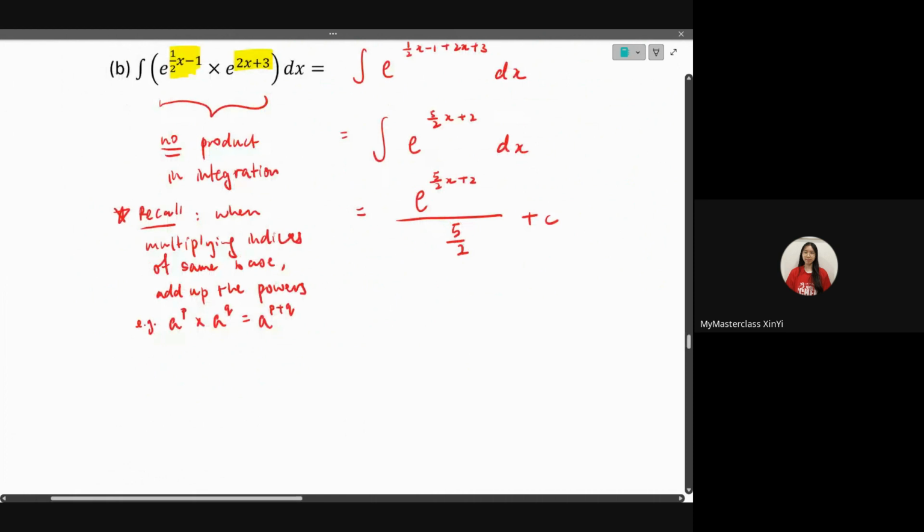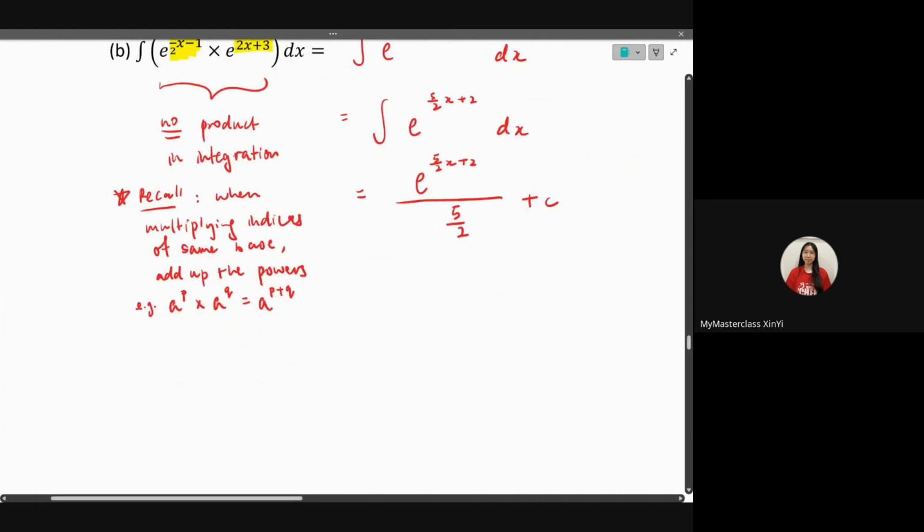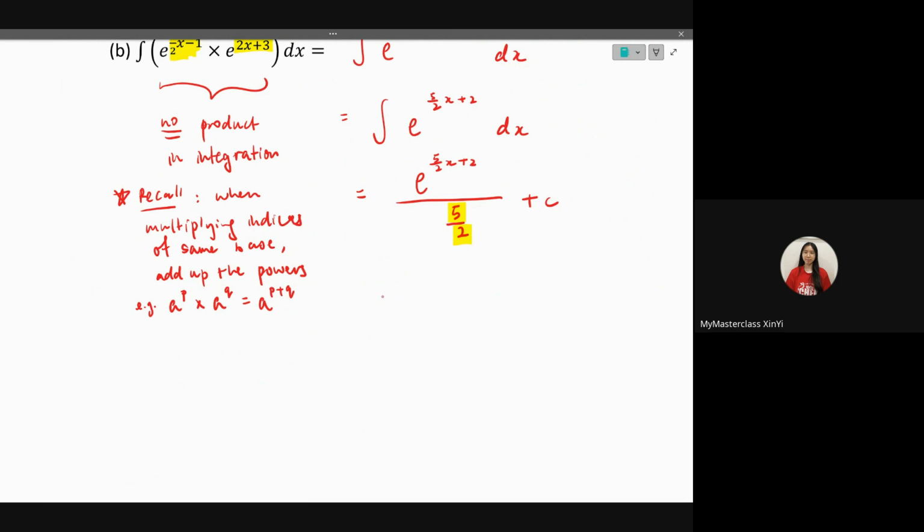So when I simplify this, remember I will just put this on top and then this stays at the bottom. So this equals 2e to the power of 5 over 2x plus 2 over 5 plus c. Or you can also write it as 2 over 5 e to the power of 5 over 2x plus 2 plus c.